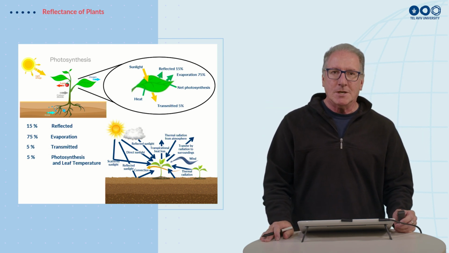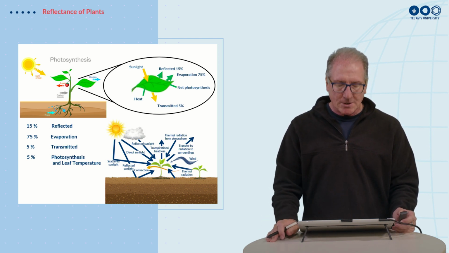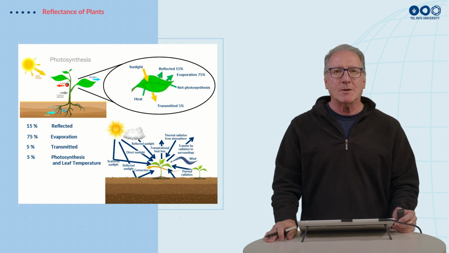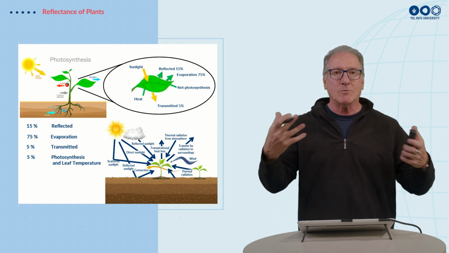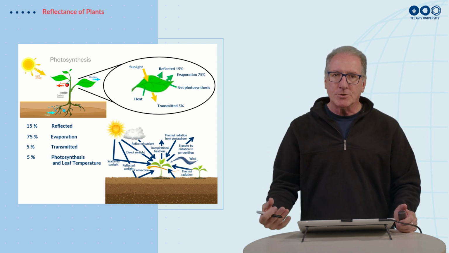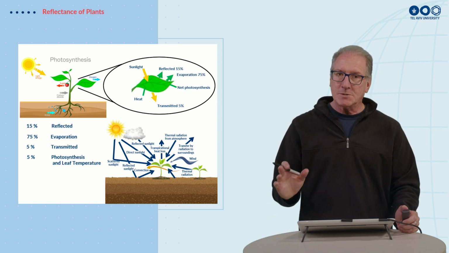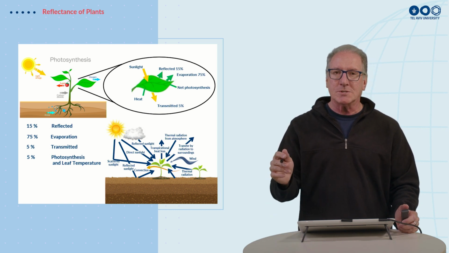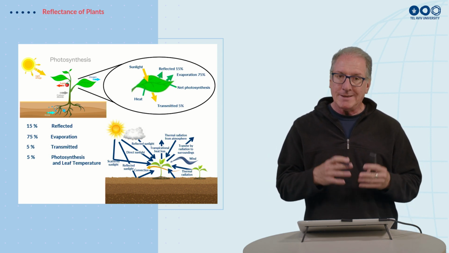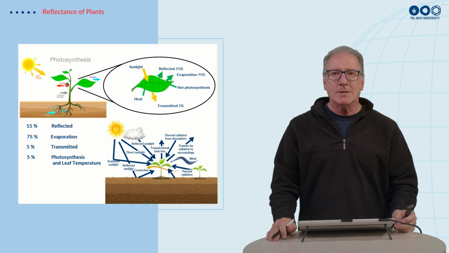Most of the energy actually goes to evaporate water from the plant. 75% of the energy arriving at the plant, the energy from the sun, will eventually result in evaporation of water from the plants. A small amount, 5%, will actually go through the leaves, through the plants, and get transmitted. And also a very small amount actually is used for photosynthesis. Only 5% for photosynthesis, and the actual heating, because this is energy coming in, will actually heat up the leaf.